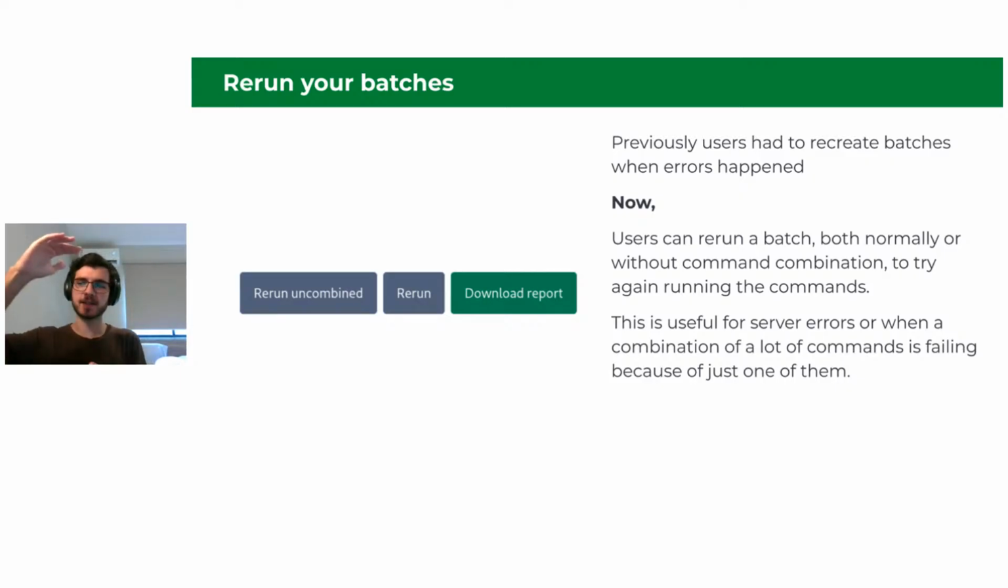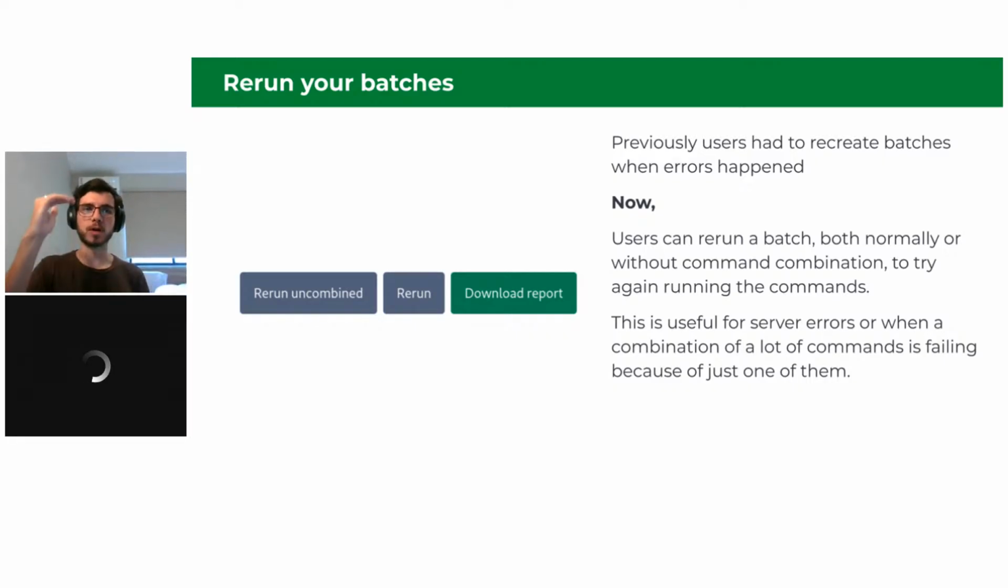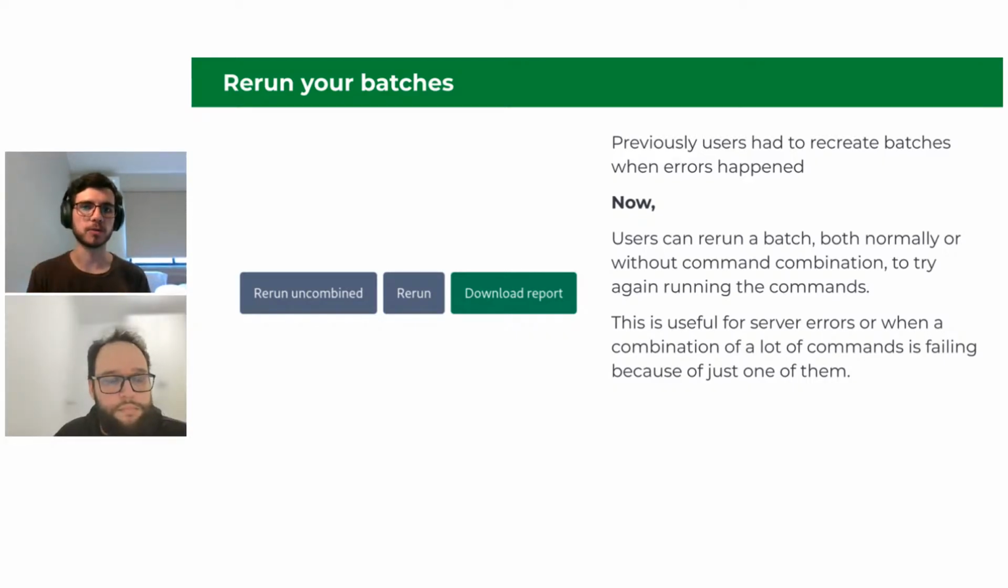By default, QS3 aggregates sets of commands in the same entity to be run in the same Wikidata edit, but maybe one of those commands is throwing an error and you want to run them one by one individually. You can use rerun uncombined to do that. Arthur.